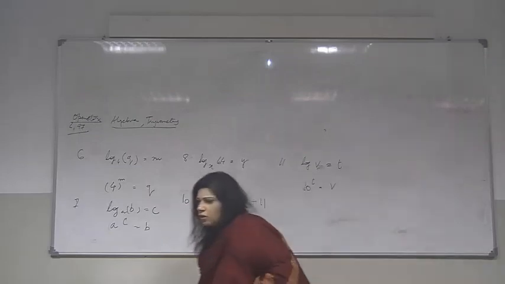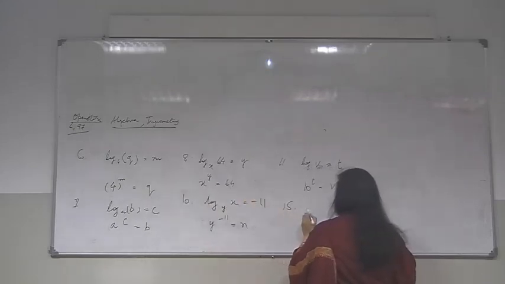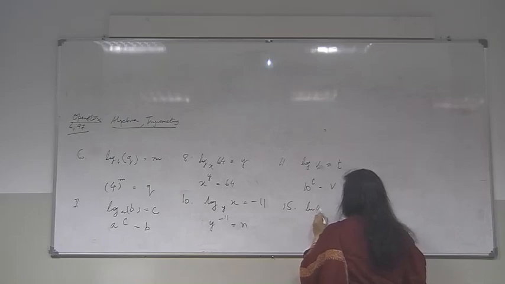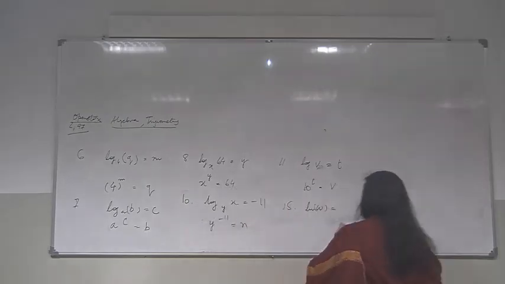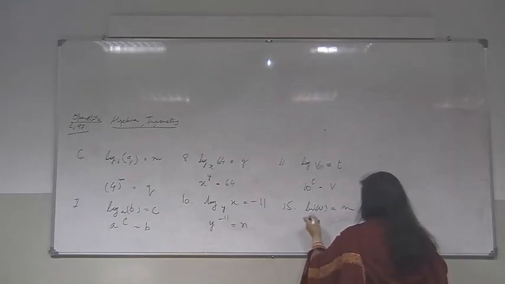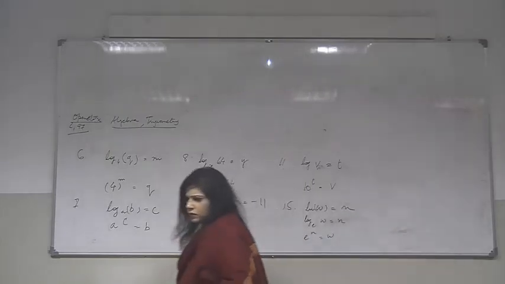Then we have natural log of w is equal to n. You know that this is log to the base e. So log to the base e of w is equal to n, so e raised to the power n would be equal to w.